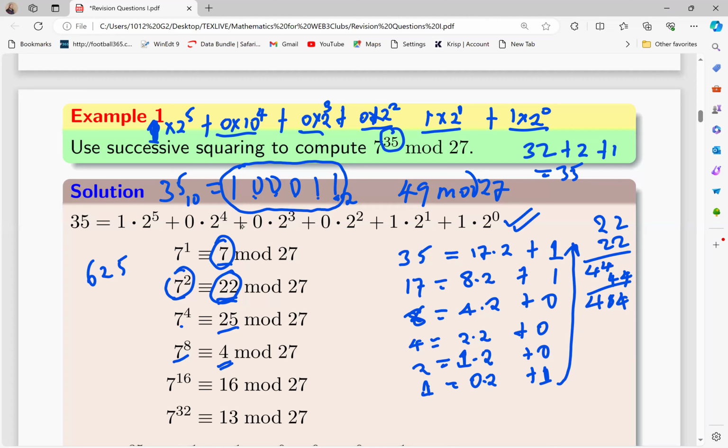Now, 7 raised to 16. It means we are squaring the previous one. When you square the previous one, you get 16 here.